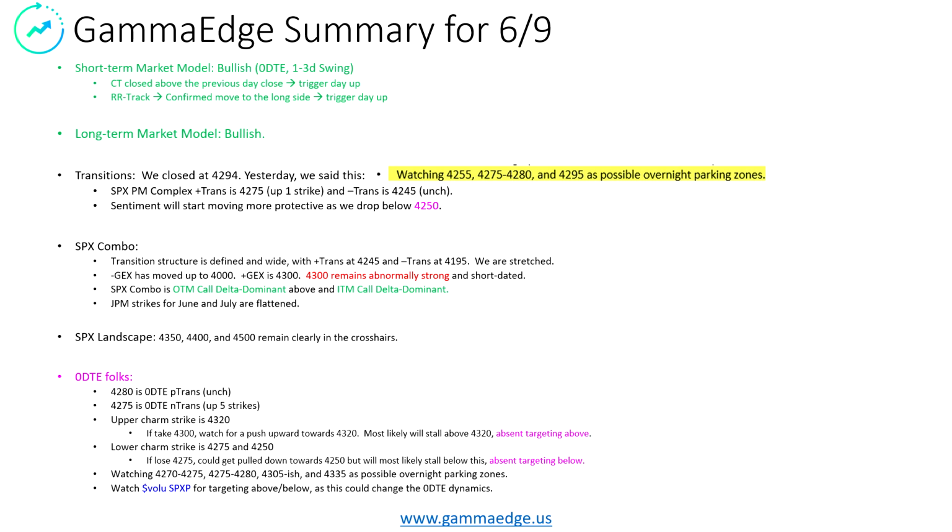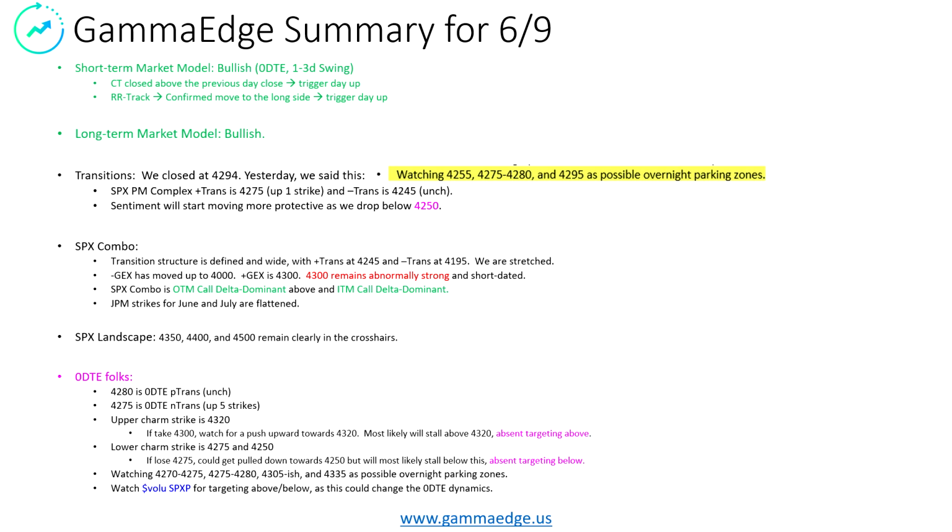Transitions, we closed at 42.94. Yesterday we were watching three ranges for overnight parking. 42.95 is a possible overnight parking zone. If you want to see that, go back to yesterday's video and yesterday's handouts, which we released before the open. There is a way you can get an if-then statement put together and plan accordingly for the day. You don't need us to do that. Of course, we want you to use us and our tools for that, but you can learn how to do this, and if you get those strikes right, they can be lucrative, again, in your paper portfolios.